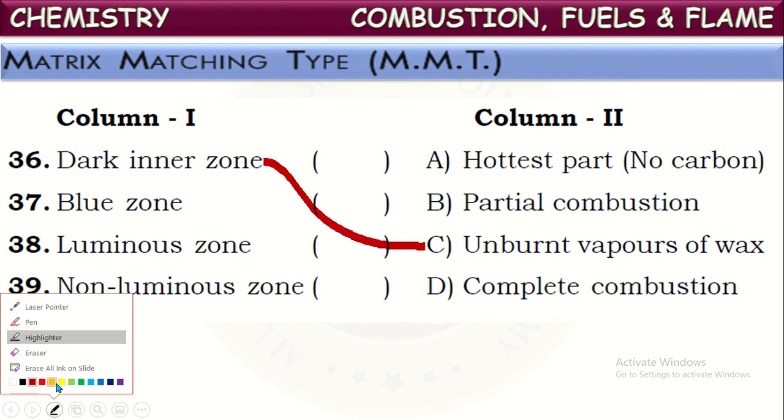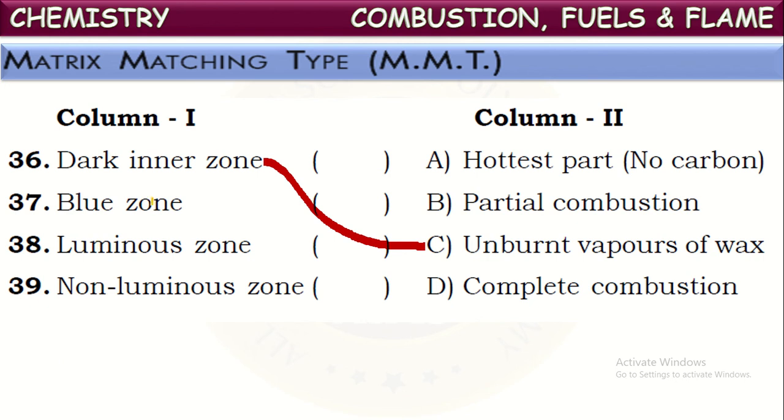Okay, next let us see one more. Blue zone. Blue zone is the outermost zone of the flame. There, the vapors of wax are completely burnt with a sufficient amount of oxygen. So a large amount of heat energy is produced there. And the wax vapors are burnt with blue flame. That's why there the temperature will be the highest, the hottest part of the flame. No carbon is remained in that place. Fuel, or the vapors of wax, are completely burnt in that outermost zone. Or we can say it is a part where complete combustion is occurring.